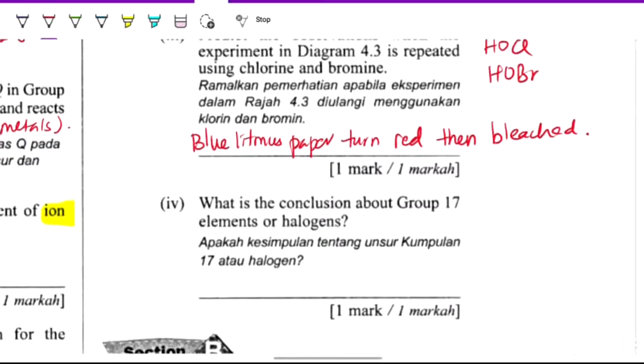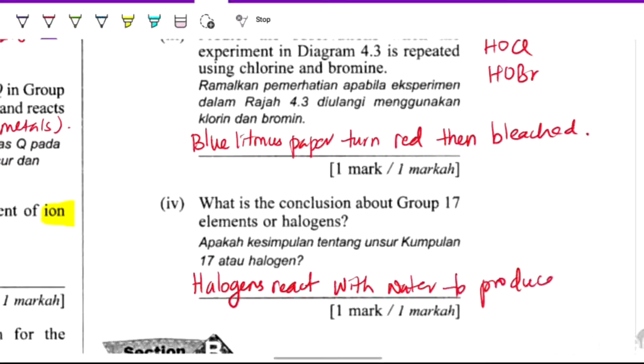So what is the conclusion about group 17 elements or halogens? What can you conclude? You can mention that halogens react with water to produce an acidic solution.